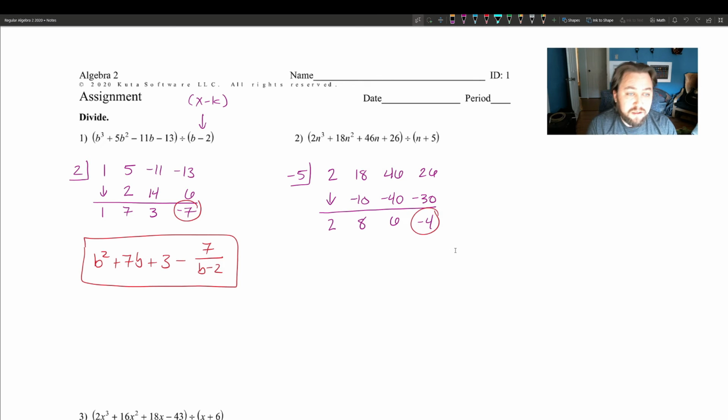Again, that last number is our remainder. So our answer is going to be 2n squared plus 8n plus 6 minus 4 over n plus 5.